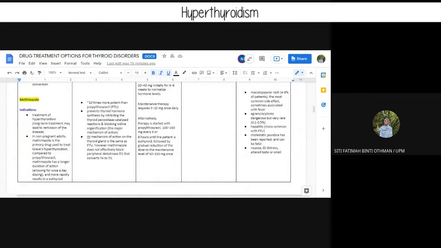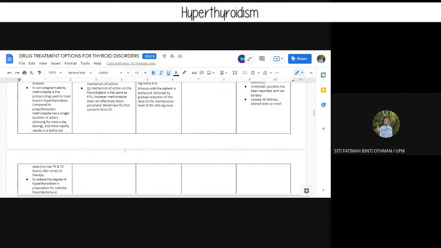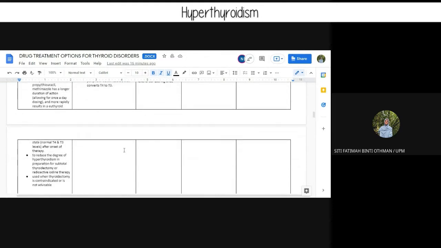The next drug, number 2 in the same ATD category, is methimazole. The indication for methimazole is treatment of hyperthyroidism. In non-pregnant adults, methimazole is the primary drug used to treat Graves hyperthyroidism. Compared to PTU, methimazole has a longer duration of action and more rapidly results in a euthyroid state, normalizing T4 and T3 levels after onset of therapy.